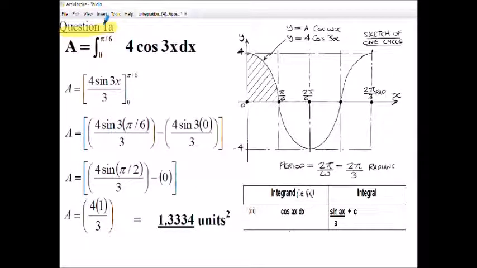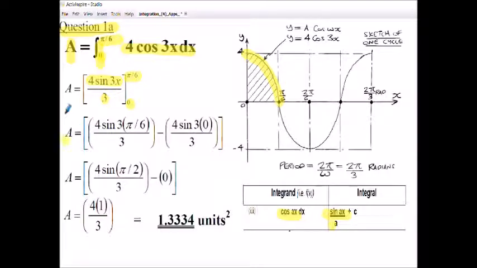Question 1a here, we now need to form our integral for area, and in this case it will be the integral of 4 cos 3x with respect to x between the limits of 0 and pi upon 6. We know that that's all a positive area on our curve. Don't forget that cos ax is a standard function. It integrates to sine ax upon a. So in this case we will get an area equal to 4 sine 3x upon 3 between the limits of 0 and pi upon 6.